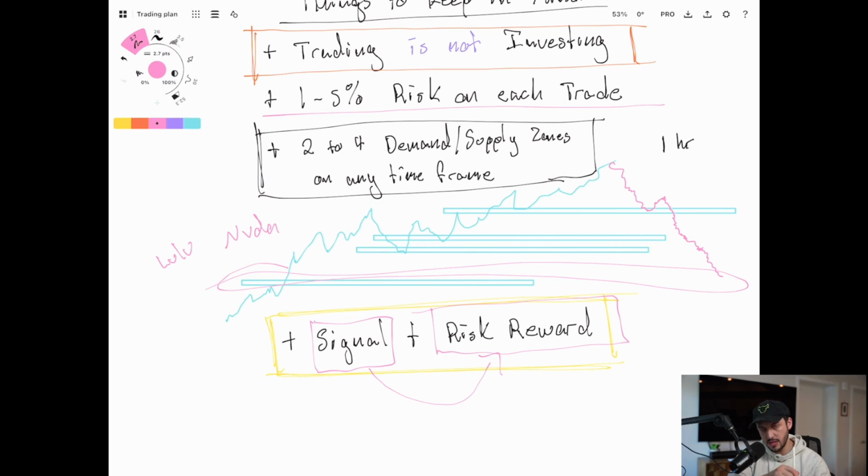The signal needs to be there. You need 2 to 3 confirmations, and then that risk reward. Whether you're a buyer, you're a seller, if you're buying shares, doesn't matter. This is applicable to futures, to any trading methodology, any trading system that exists. Cool? These are your focus points.